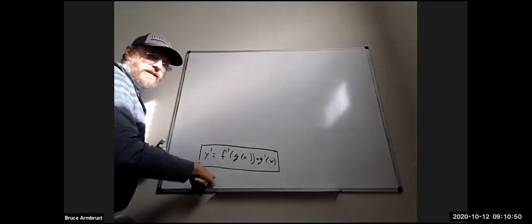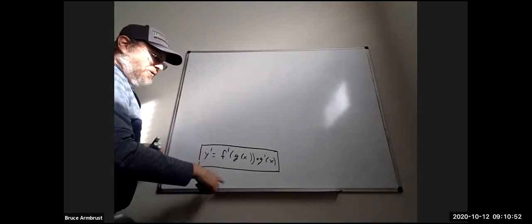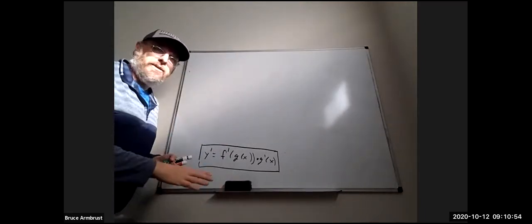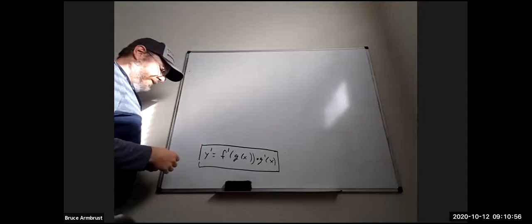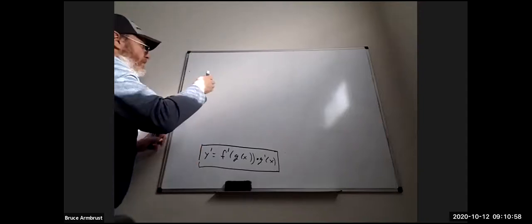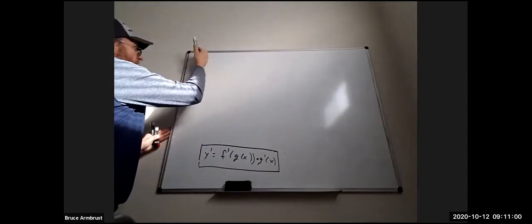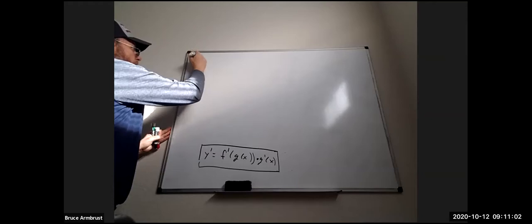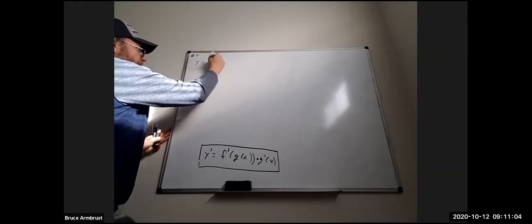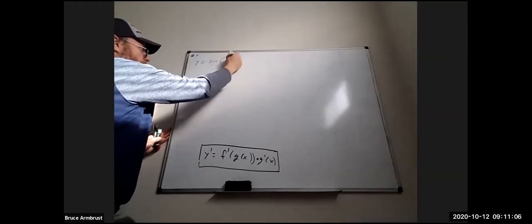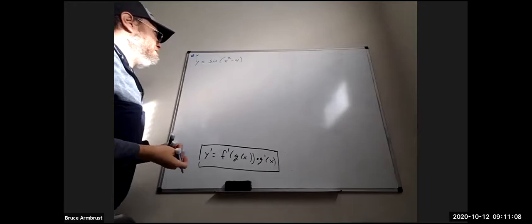I'll try really hard to not erase this so that we can always reference it, but at some point I probably will. So FYI. All right, so here's an example. Let's say we've got y equals the sine of x squared minus 4.